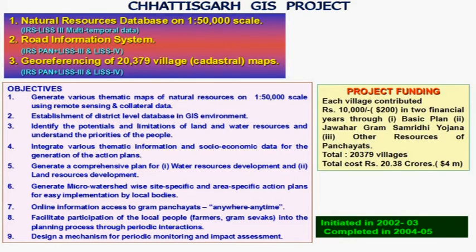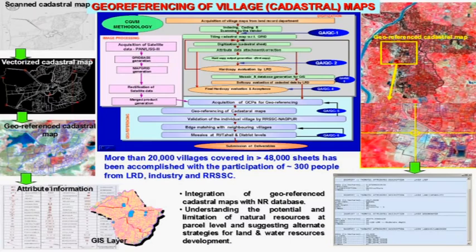So to have such information, these are the layers which were suggested to be put through with a financial outlay, and which were completed successfully in a matter of 2 years with the support of the industry and also many other organizations. If you see here, georeferencing of cadastral maps is also one of the activities which was taken up.